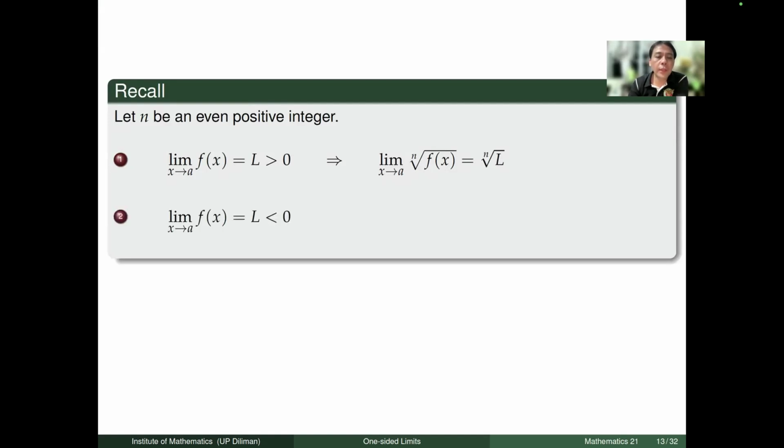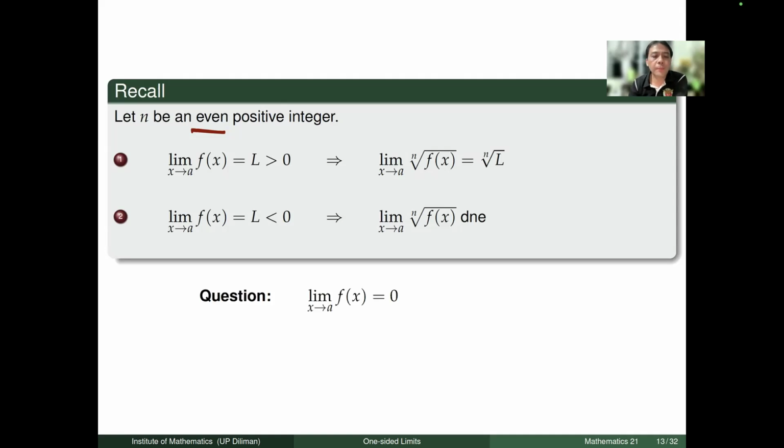However, if the limit of the radicand is a negative number, we say that the limit does not exist. And this only happens when n is even. Of course, when n is odd, then the limit of the radical is just the radical of the limit.